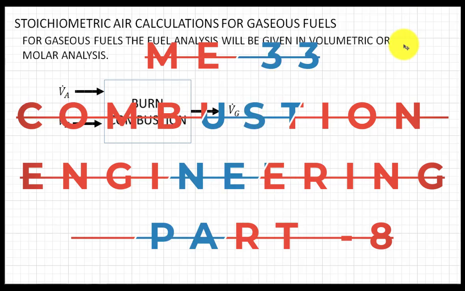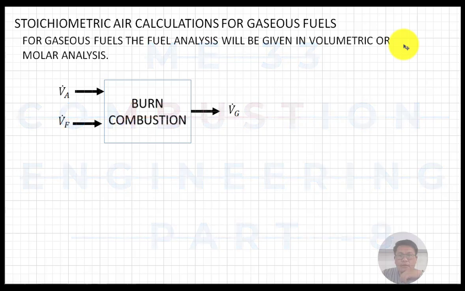Okay, so let's go to the stoichiometric air calculation for gaseous fuels. Now, for gaseous fuels, the fuel analysis will be given in terms of volumetric or molar analysis. So you will notice here I have the figure of our combustor area, where the combustion takes place. So we need to supply the volume of air going inside the combustor and also supply the volume of fuel going inside. Then after the combustion takes place, we have the volume of the products of combustion at this side.